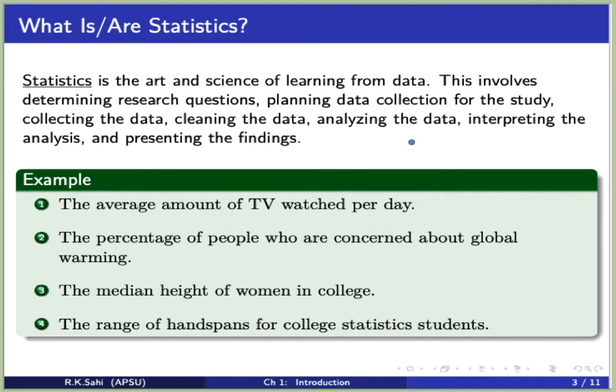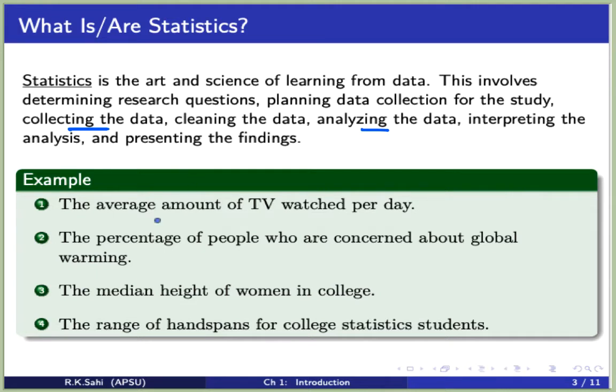So in this art and science of learning from data, we talk about some research questions which will help us in solving those problems. In order to do that research study, we would sometimes collect data, clean up the data, analyze, interpret, and finally present our findings on it.